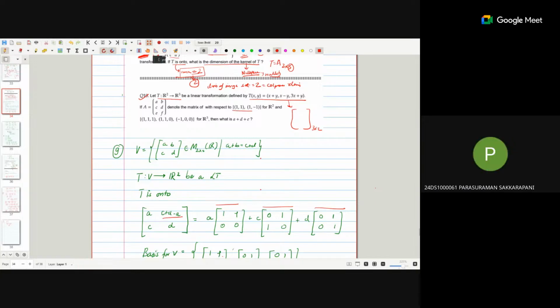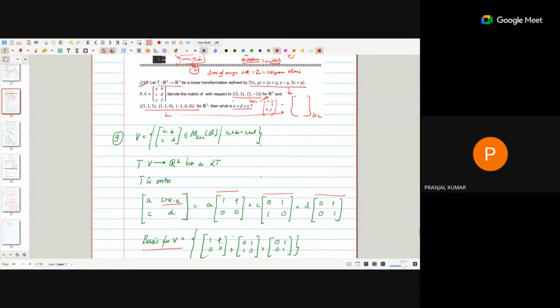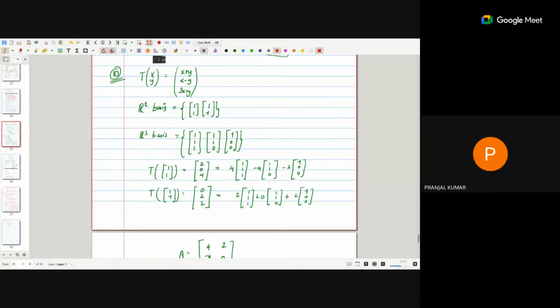Now they have given you that this is your basis set for domain R2 and this is your basis set for codomain. So you will find the matrix corresponding to these two bases, and they have said that this is equal to A, B, C, D, E, F, and they have just asked you to find what is A plus D plus E. So you will equate this after finding it, and then you will find A plus D plus E. So I have done this here.